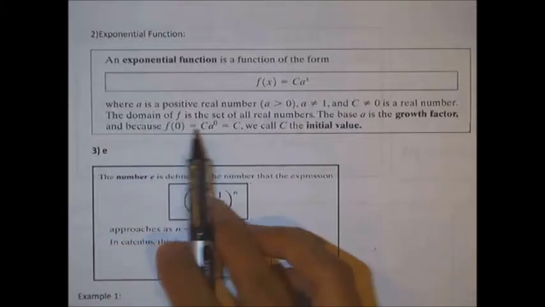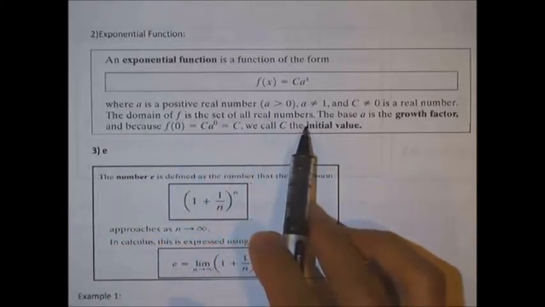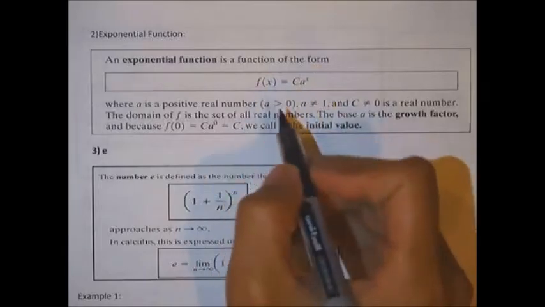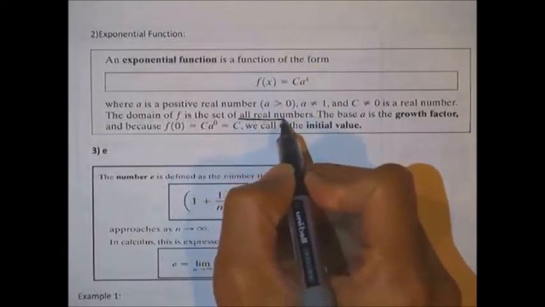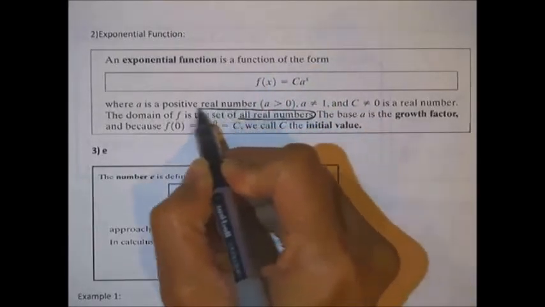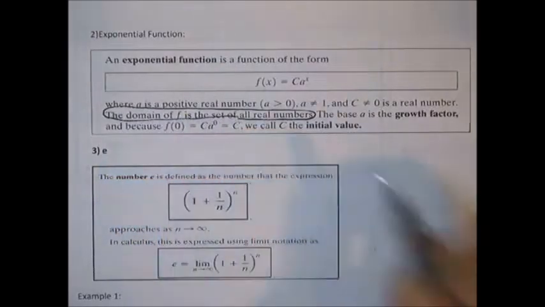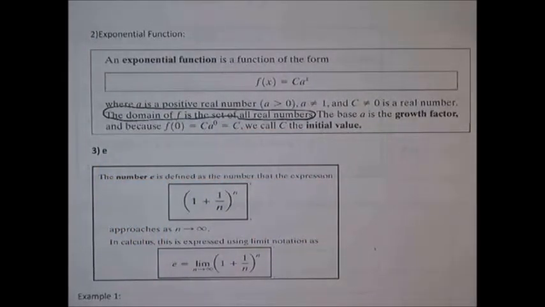The domain of f is the set of all real numbers. So that means this is really important. Anytime you see an exponential function, the domain is always all reals. So you don't even have to think about it.